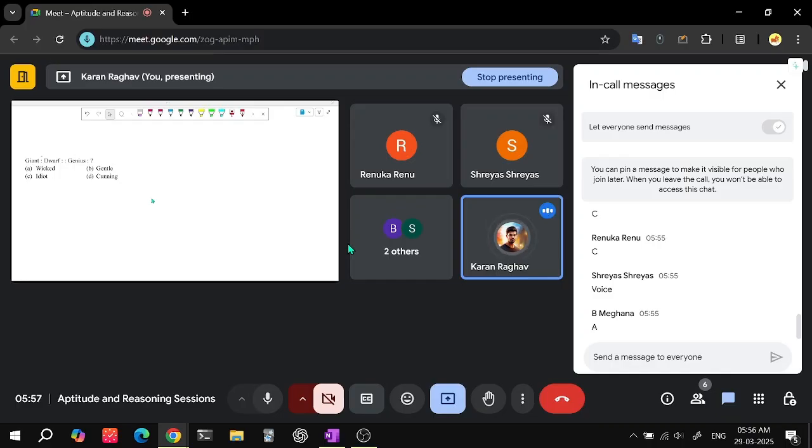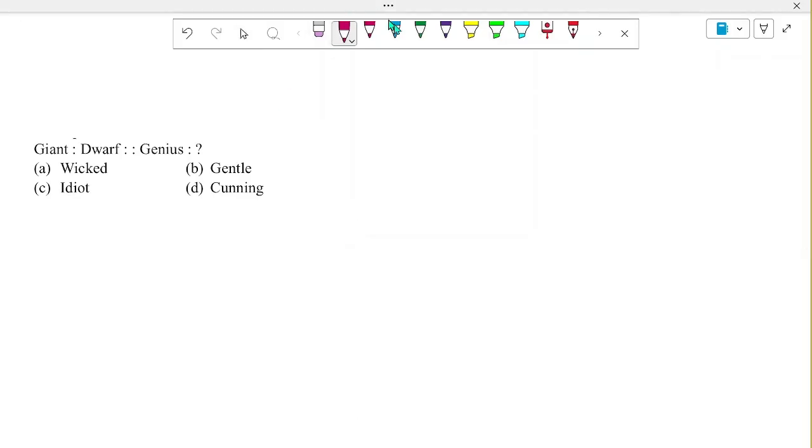And if you see, when you try to solve these kind of questions, you should know the meaning of each and every word. Cunning, you know. Gentle, you know. Wicked, you know. And the idiot, you know. So giant means, basically these are opposite words. Giant means a big one, big person. Dwarf is a small person. Okay, dwarf is small.